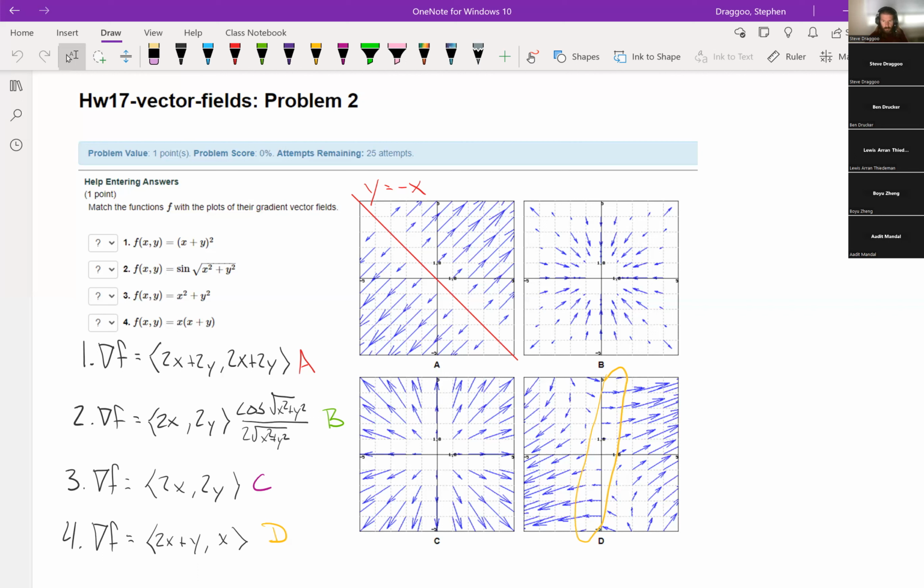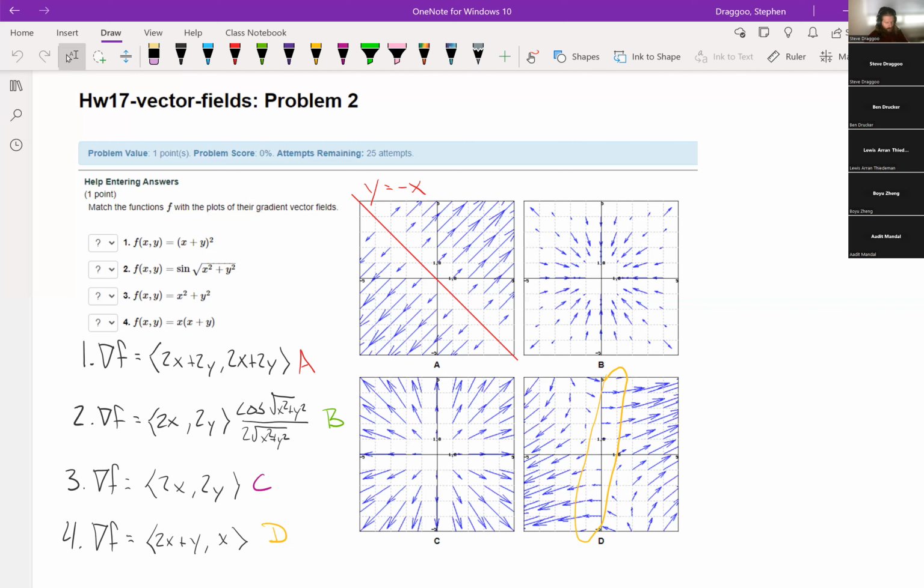The y component depends only on x, which means if I look up and down the y-axis, I have an x value of 0. So every vector along the y-axis should only point left or right, because the y component of that vector is 0. Again, that y-axis is the line x equals 0, which means every vector along the y-axis has a vertical component of 0. So they only point left and right, which is how I'm going to identify D as graph number 4, vector field number 4.